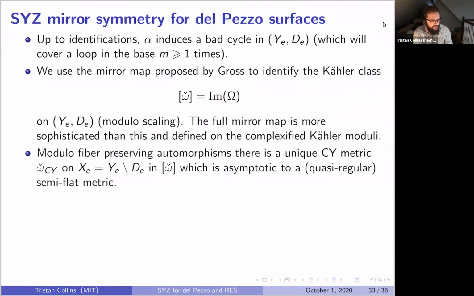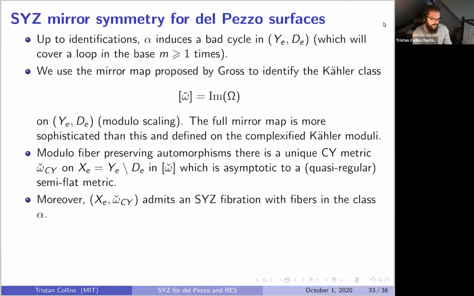And then modulo fiber-preserving automorphisms, by the uniqueness theorem, there's a unique Calabi–Yau metric on this rational elliptic surface in this cohomology class, which is asymptotic to a quasi-regular semi-flat metric. So we know it's quasi-regular because there is a bad cycle. Remember, the imaginary part of omega pairs with alpha to be 0, so there's automatically a bad cycle for this cohomology class. And by the theorem about existence of SYZ fibrations, this Calabi–Yau metric has an SYZ fibration with fibers in the class alpha.